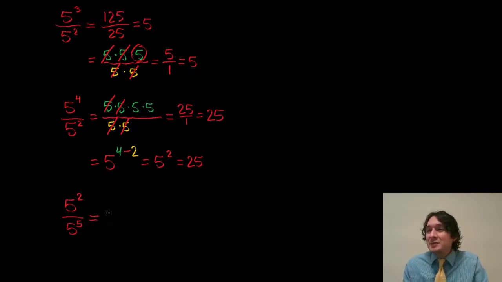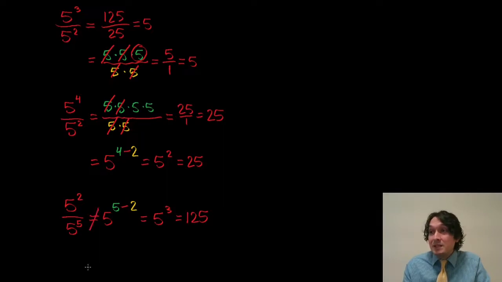It's really, really easy to make this mistake. And let me be clear here, this is a mistake. This does not equal that. 5 to the power of 2 divided by 5 to the power of 5 is not 125, and it can't be.